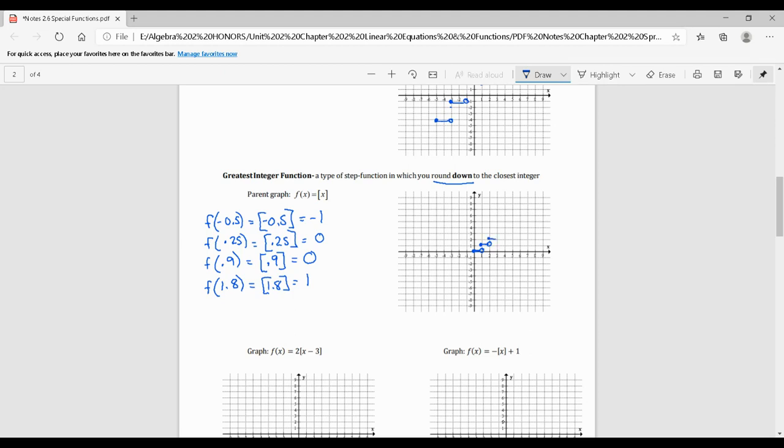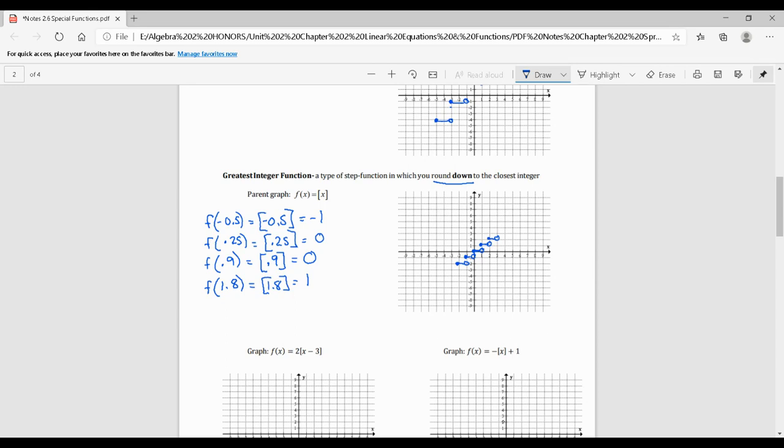So for my parent function, every step is 1 unit wide, and we jump up 1 unit. The open circles are on the right-hand side, and the closed circles are on the left-hand side. We could go on and on forever, but 5 steps is good. Okay, so why is this the parent function? Let's just look at a couple examples.